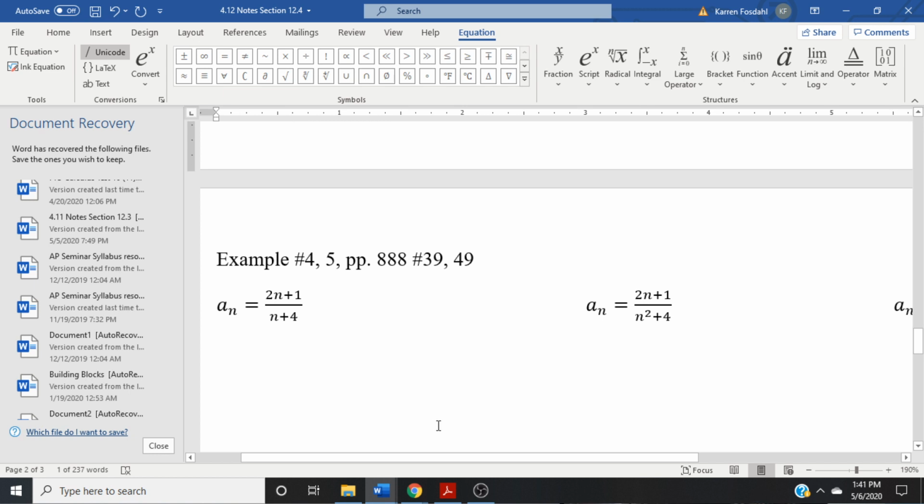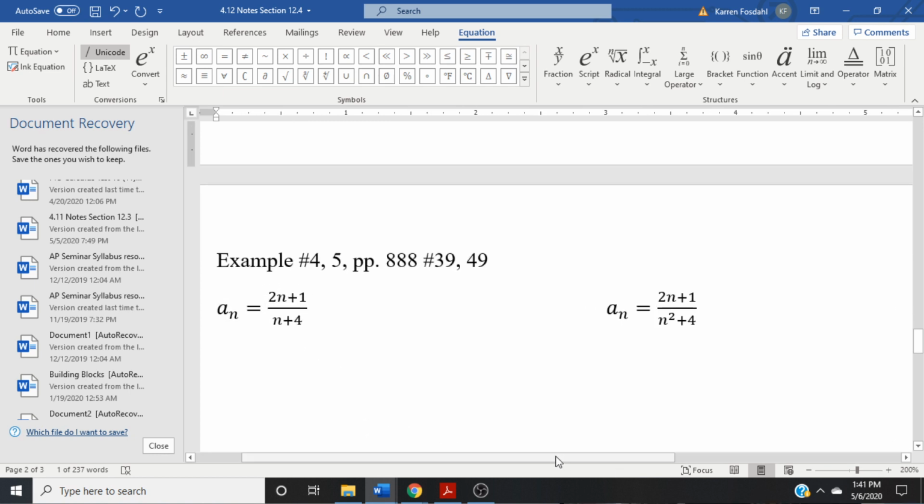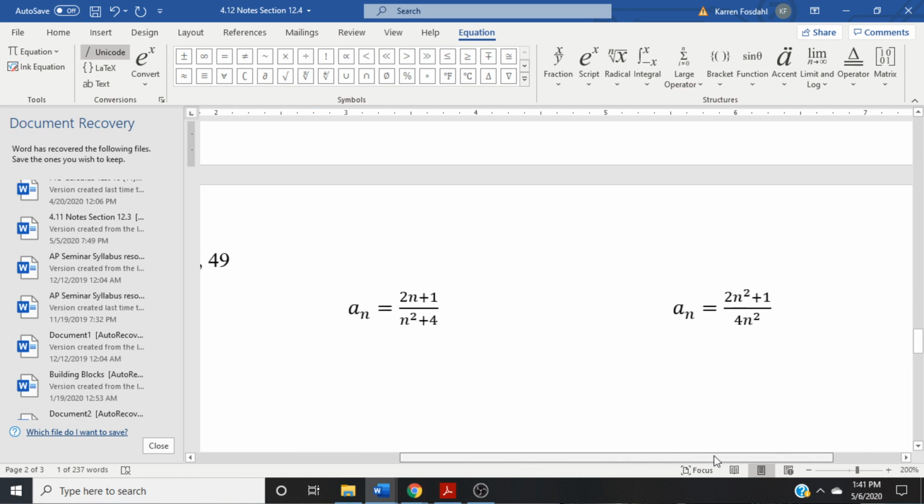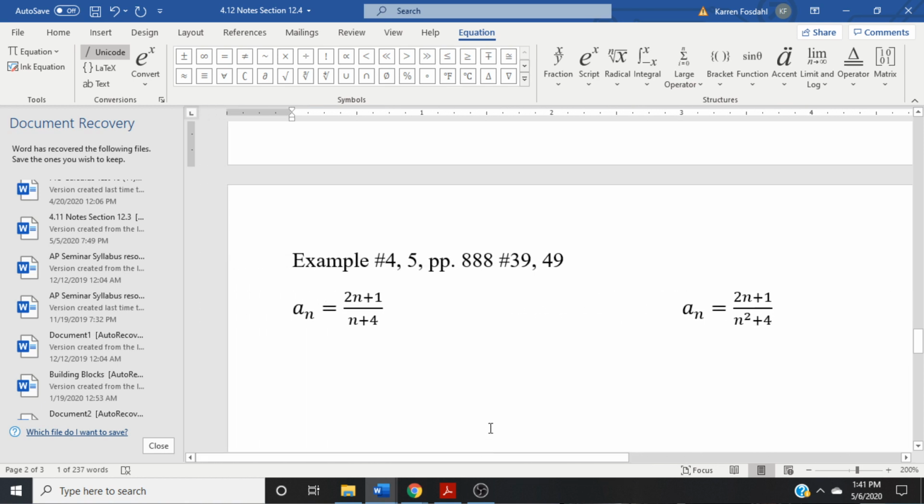So these examples are going to give us, oh, look at that, functions. So examples 4, 5, 39, and 49 are going to give us functions. And we're going to use our brains on solving this. So we're going to finish.